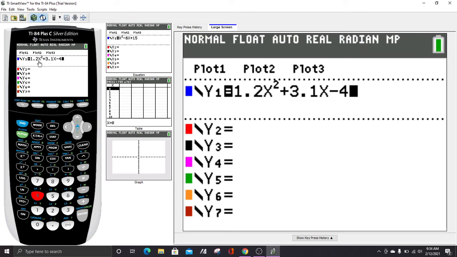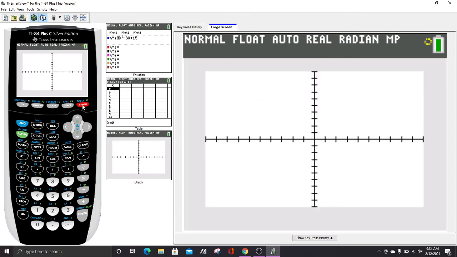Now we're expecting to get a parabola. But there's lots of decimals going on, so I want to see what this is actually going to look like. So I'm going to hit graph because I need to know, do I have a maximum or a minimum here? Okay, so I have a minimum.